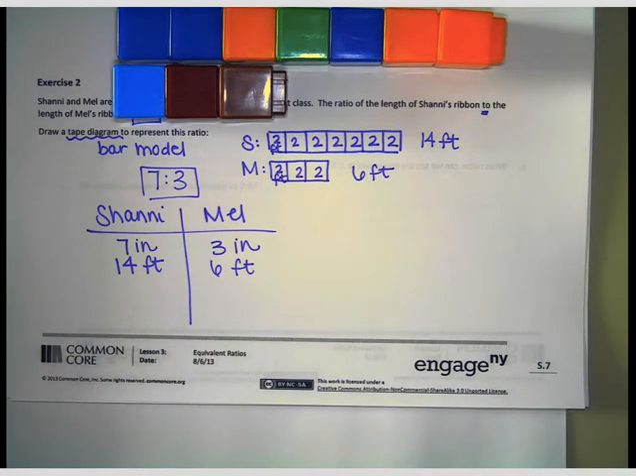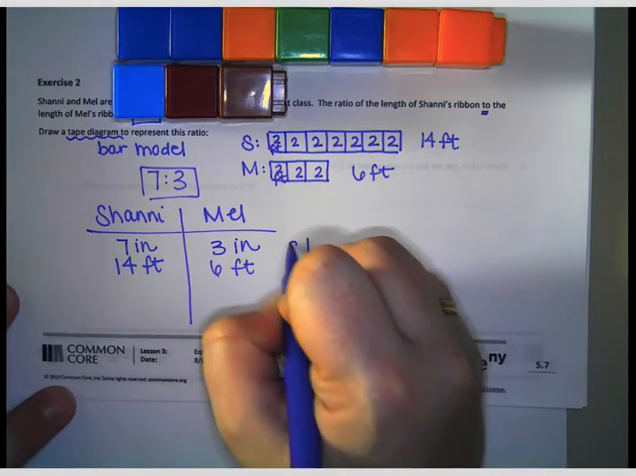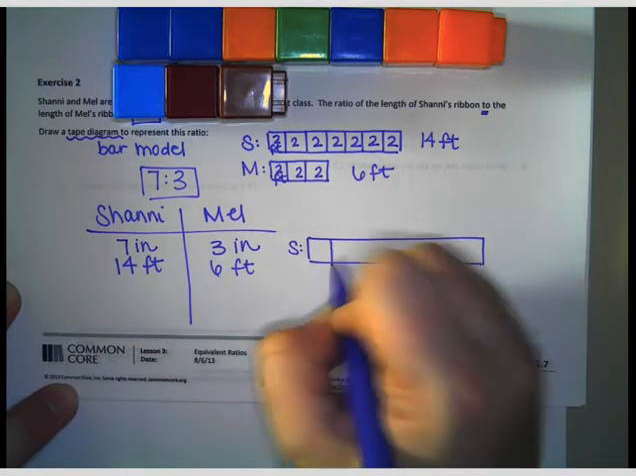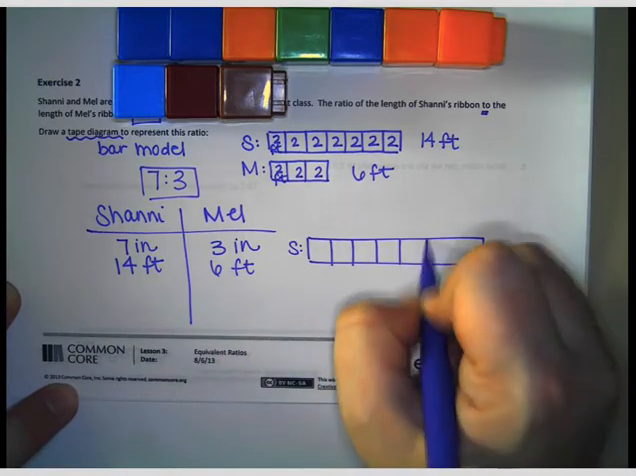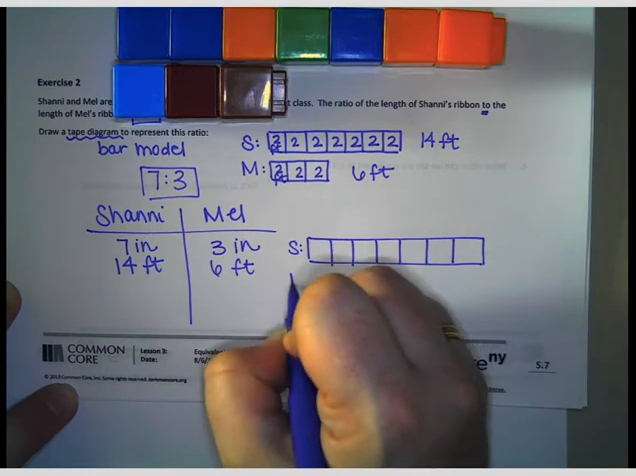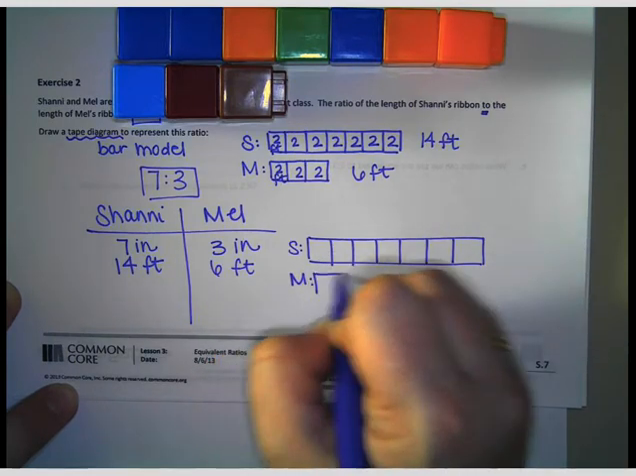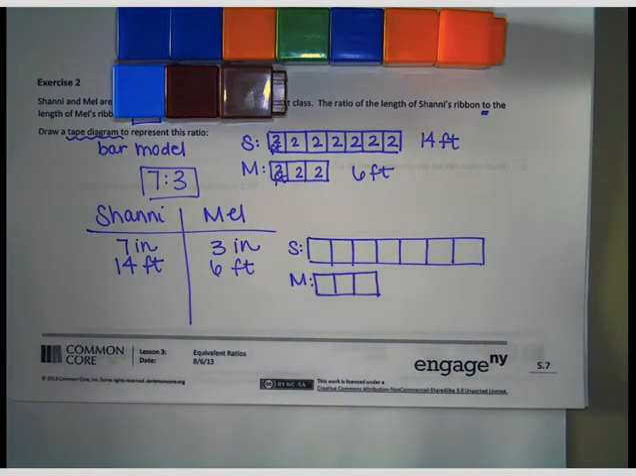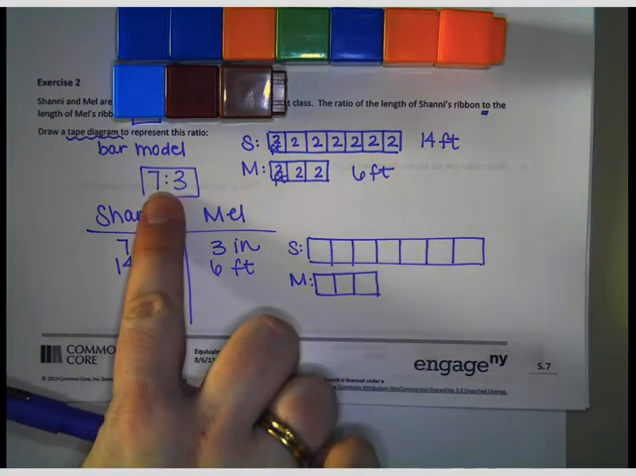Maybe my tape diagram, maybe it's not 2 feet per box. Let's see, what else could it be? Here's going to be Shani's. I'm just going to redraw my tape diagram. 1, 2, 3, 4, 5, 6, 7. And then Mel's was 3. 1, 2, 3. Okay, that tells me that I'm sticking true with my original ratio.